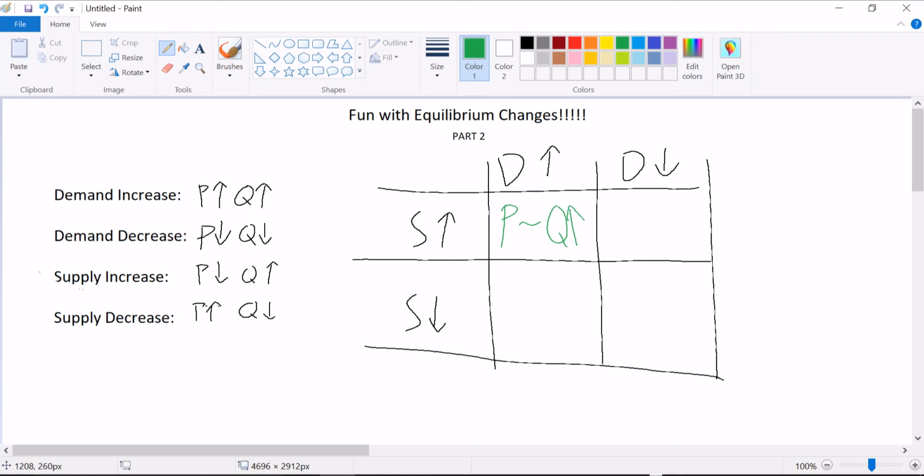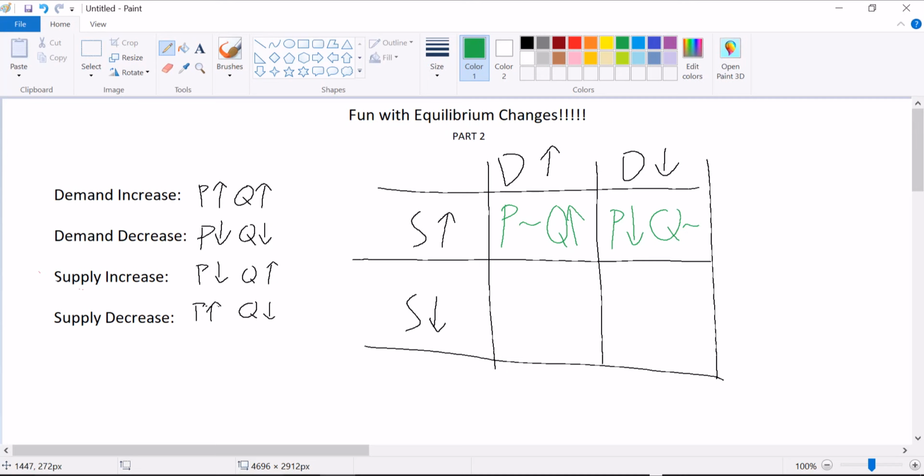Now what about the situation with the demand decrease and a supply increase? Well, if demand decreases, that pushes price down. If supply increases, that pushes price down. So I can confidently predict that price will fall. What about quantity? Demand decrease, quantity falls. Supply increase, quantity rises. They're working against each other. Without more information about which effect is bigger, the supply effect or the demand effect, I don't actually know what happens to quantity.